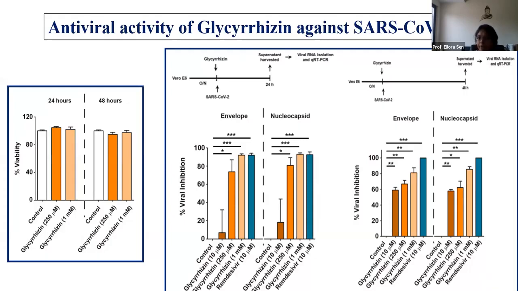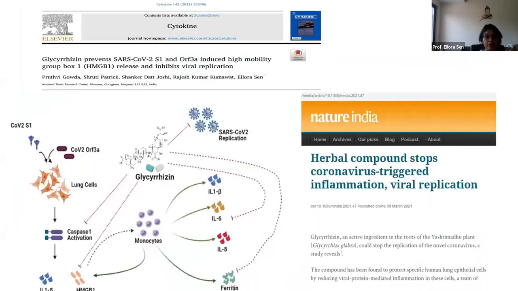So what I want to emphasize is that glycyrrhizin has an antiviral effect as well as an anti-inflammatory effect. This was published last month in the Cytokine Journal, which is the official journal of the International Cytokine and Interferon Society, where we find that when you inhibit HMGB1 by glycyrrhizin, you not only prevent HMGB1 release and cytokine storm, but you are about 90% capable of inhibiting the viral replication.